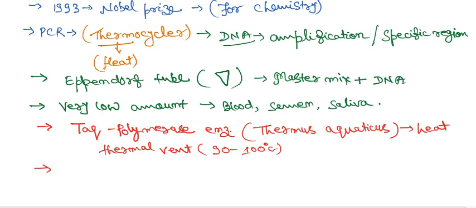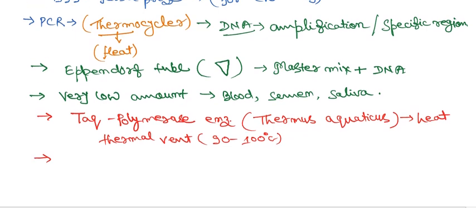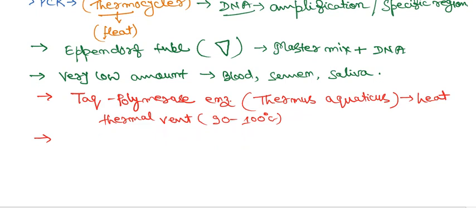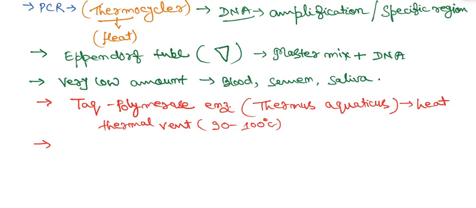Taq polymerase enzyme used in PCR is a special type of DNA polymerase enzyme which is resistant to high temperature. Also, another type of enzyme, PFU, is used, isolated from Pyrococcus furiosus bacterium, and Vent polymerase, which is isolated from Thermococcus litoralis bacteria.